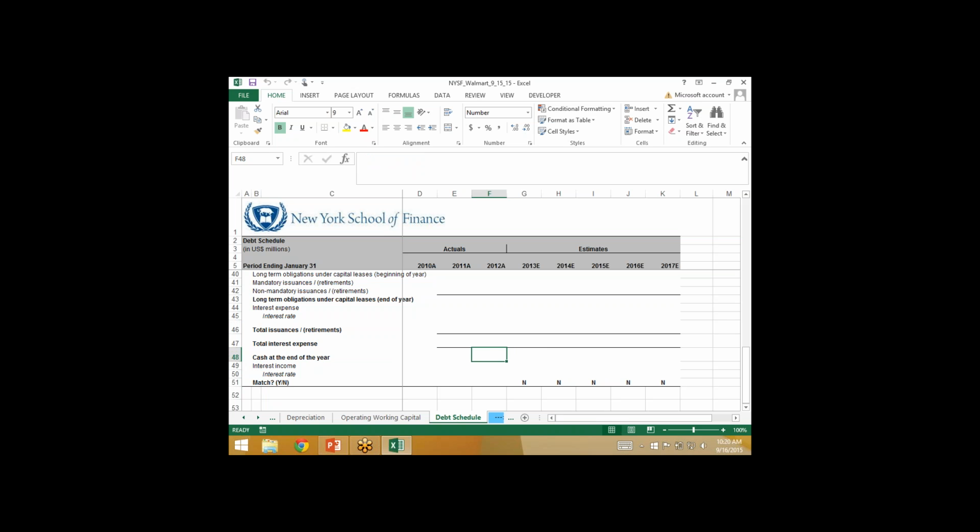This will give us 2 important pieces for the rest of our model. This will give us interest expense and interest income for our income statement, and all the identified debt raised and paid down go into our financing activities in our cash flow statement, completing the model.